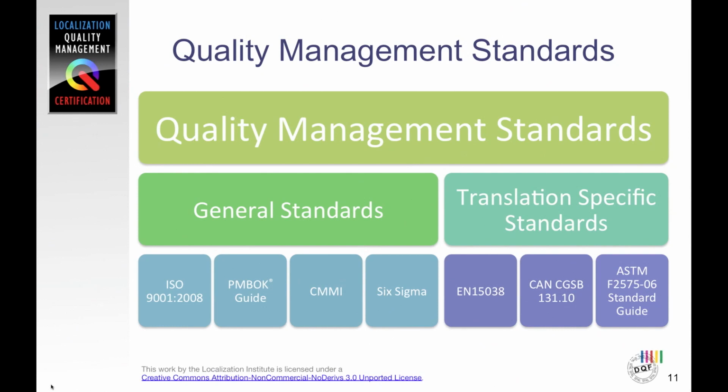The EN 15038 is specifically for localization providers or translation service providers, not for buyers, and the same as the Canadian one, while the ASTM guide provides a lot of input guidance for both the buyer and the translator.